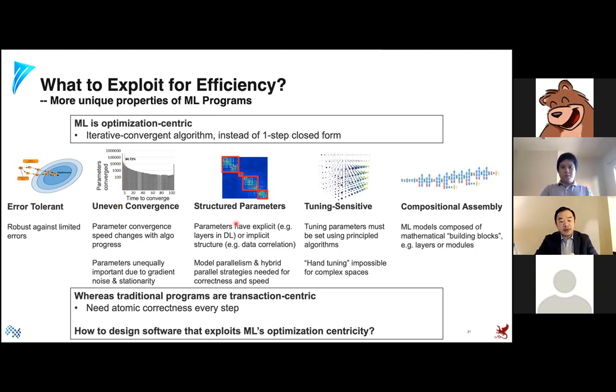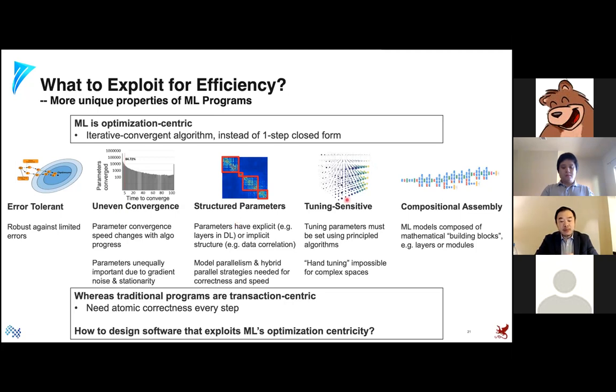Also, there are structures among parameters. Not all the parameters are independent of each other. Sometimes they act in groups. And by grouping them together, you may avoid very harmful interference or inconsistency among parameters.